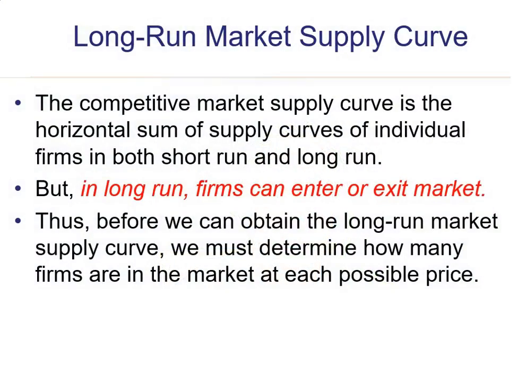The key difference between the long run and short run is that in the short run, we assume the number of firms is fixed in the market, so you can't get a new firm in the short run. In the long run, however, the number of firms is not fixed. It can change, it can adjust depending upon the prices, the profits, the losses that are happening in the market. So let's show you what the market supply curve in the long run looks like.